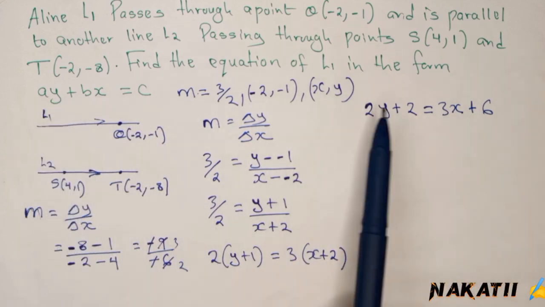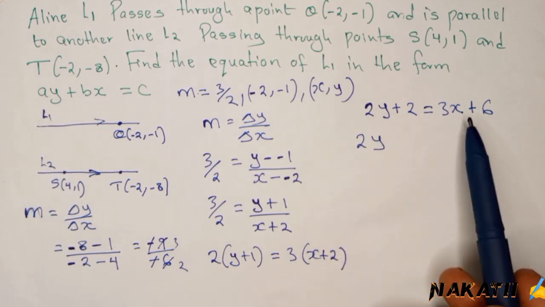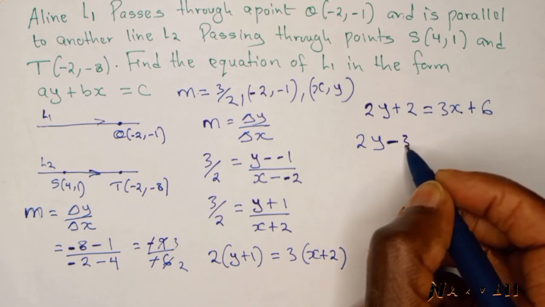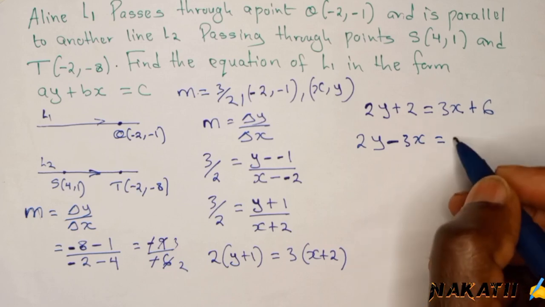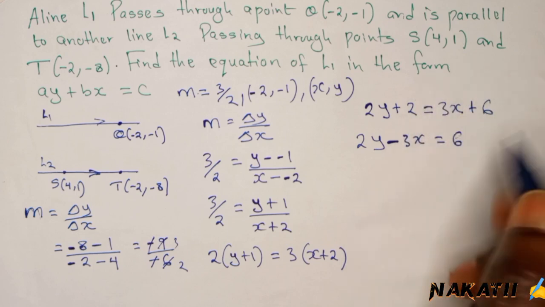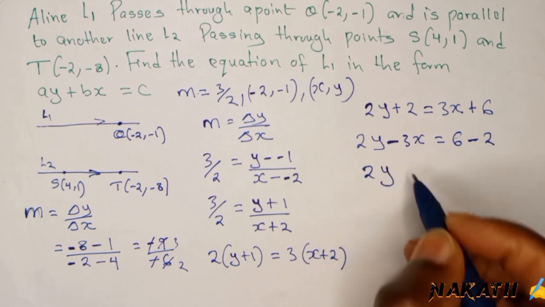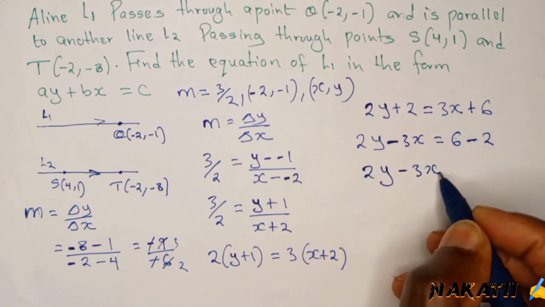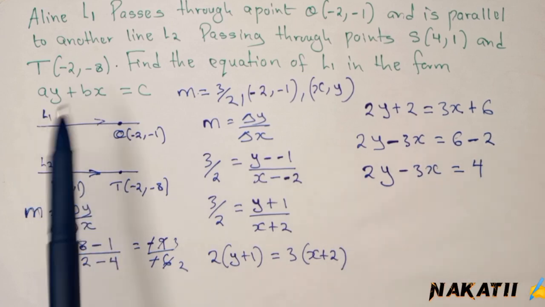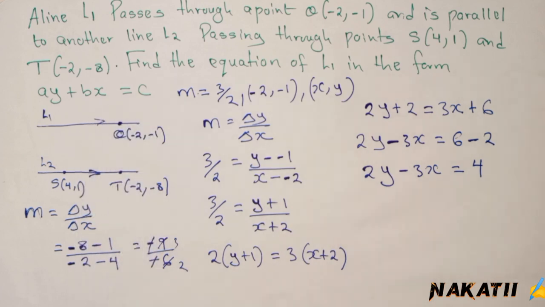Already it is starting with y, so we are going to have 2y. Then we bring this value this side, so it is positive, so we are going to have minus 3x is equal to 6. This one you bring to the other side, the 2. It is positive, it becomes negative, so it will be minus 2. Finally you are going to have 2y minus 3x is equal to 4. And if you see this one, we have arranged it in the form ay + bx = c. And this is our answer.